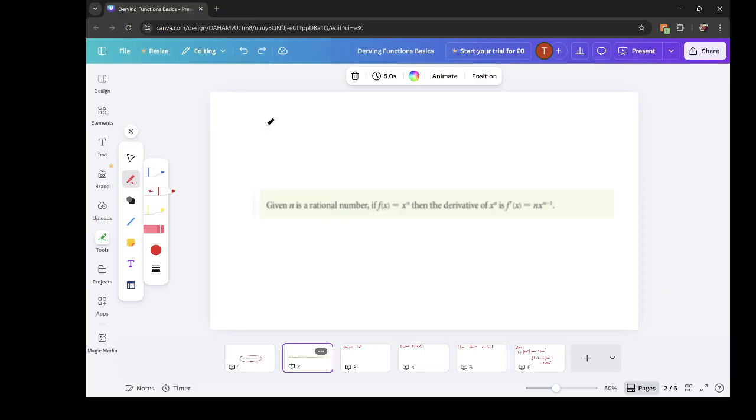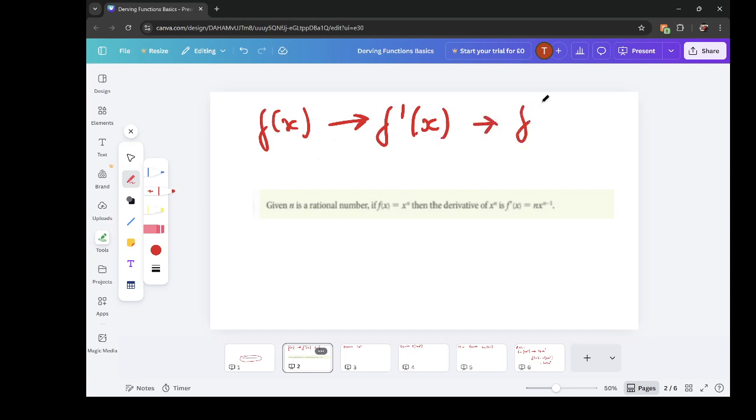You're given a function and asked to derive. Let's say you're asked to derive once. That means you're trying to find f prime of x. f prime of x is the first derivative. The second derivative will be f double prime of x, and so on. You just add more apostrophes for the more derivatives that you do.